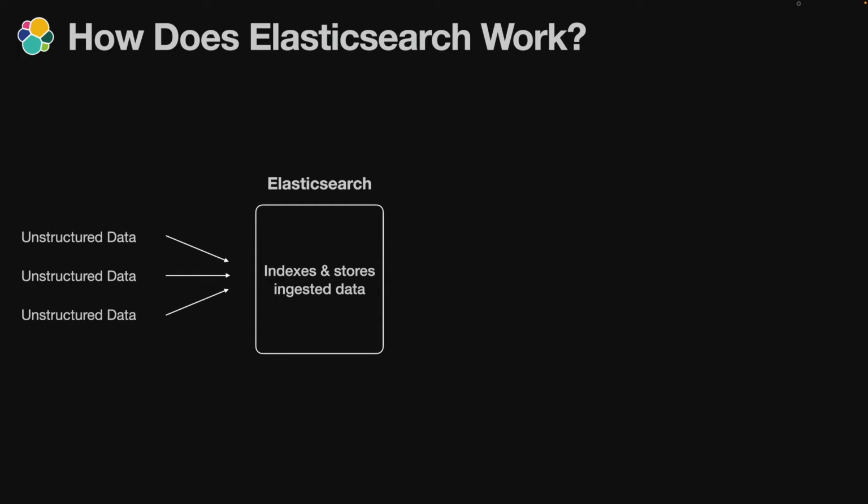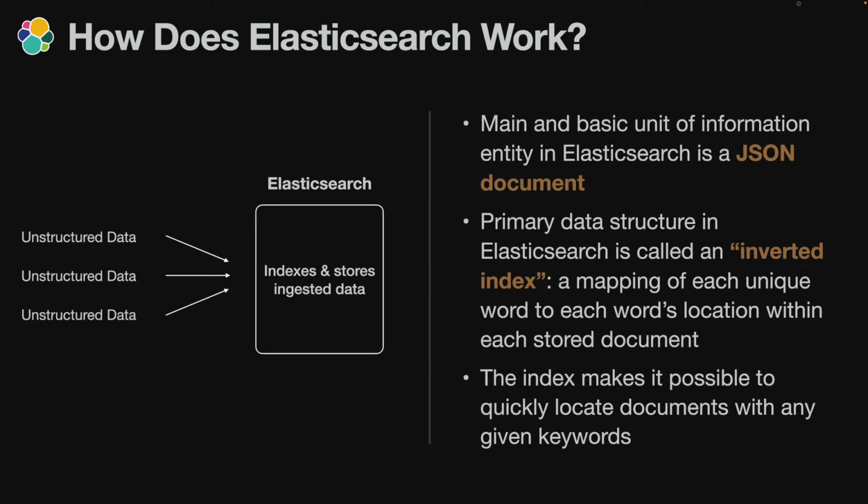Elasticsearch can take in unstructured data from multiple sources and indexes and stores the data, where the data is stored in JSON documents, which act as the main and basic unit of information in Elasticsearch. The primary data structure in Elasticsearch is called an inverted index. An inverted index is a mapping of each unique word to each word's location within each stored document. The index makes it possible to quickly locate documents with any given keywords.